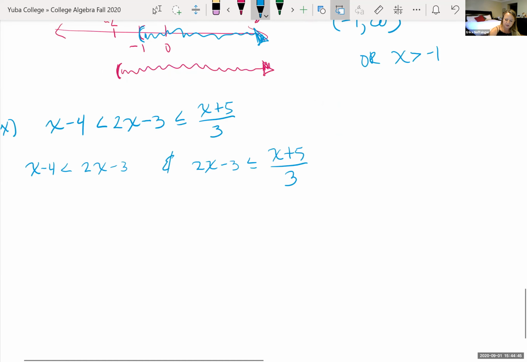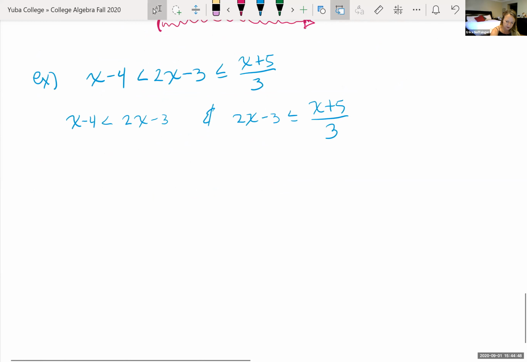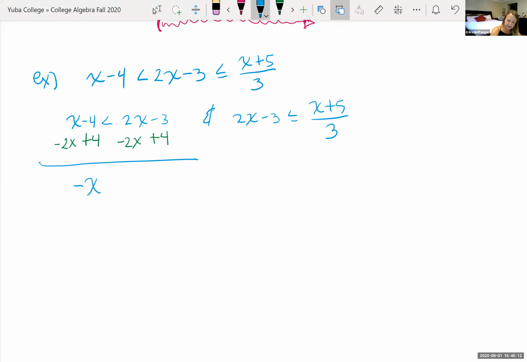So I want variables to one side, constants on the other. I tend to like my variable when I'm dealing with inequalities on the left-hand side. To me, it just makes more sense. So I'm going to do that. So let's subtract 2x on both sides to get x on the left. And let's add 4 to both sides to get the constant on the right. So if we do that, we have x minus 2x is negative 1x. This is less than negative 3 plus 4, which is 1.